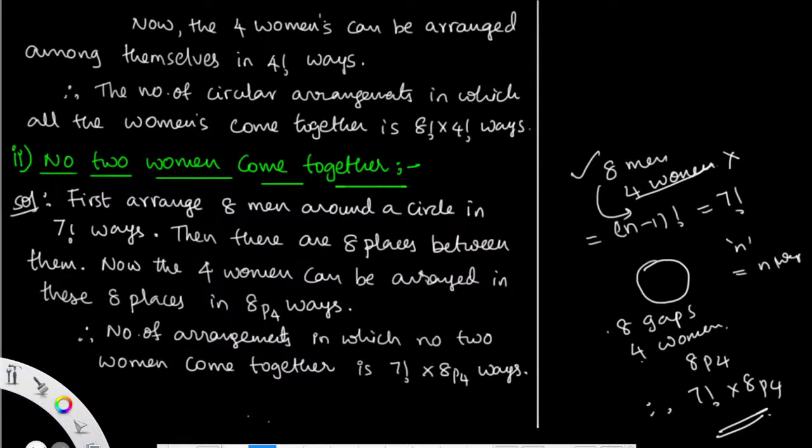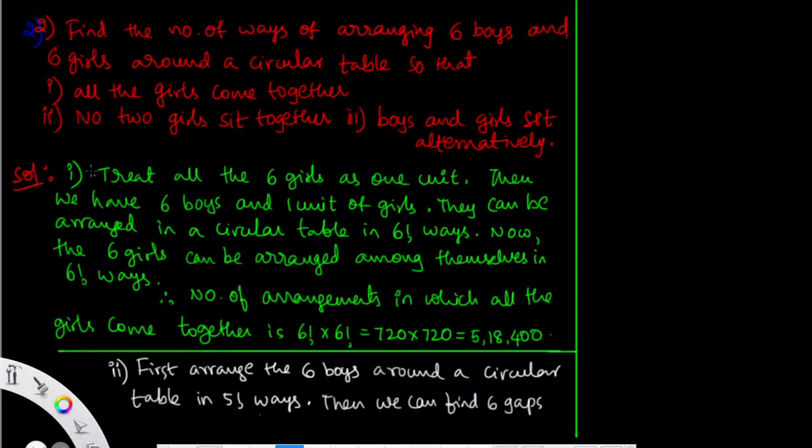This is the first question of the SAQs. Then let us go to the second SAQ. Find the number of ways of arranging 6 boys and 6 girls around a circular table so that all the girls come together, no two girls sit together, and boys and girls sit alternately.